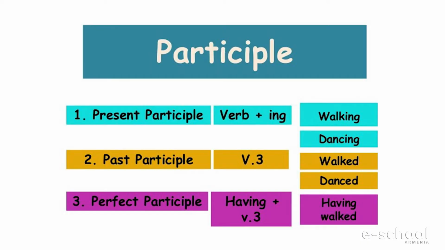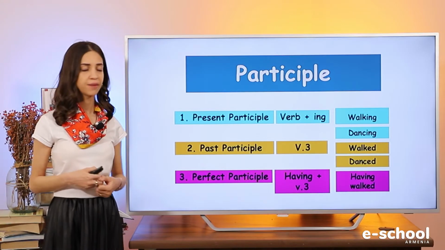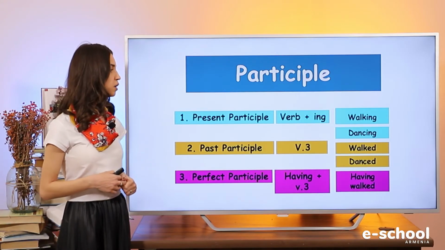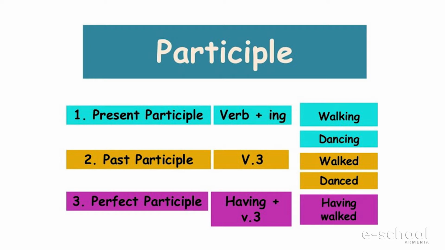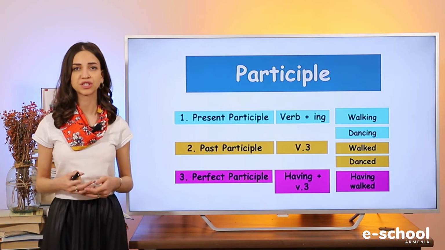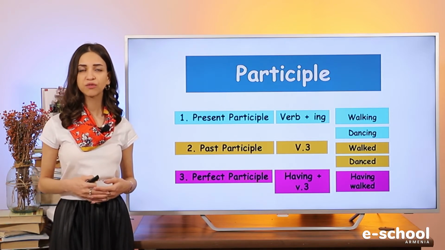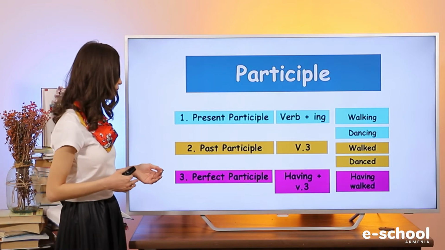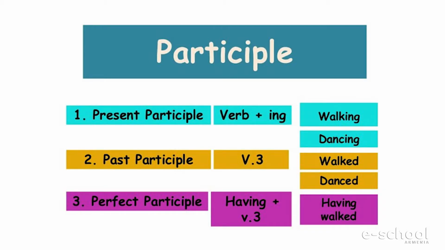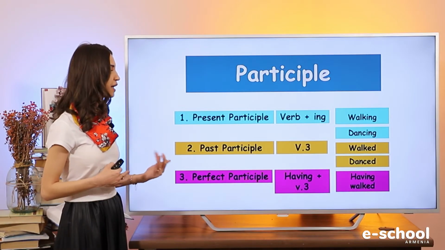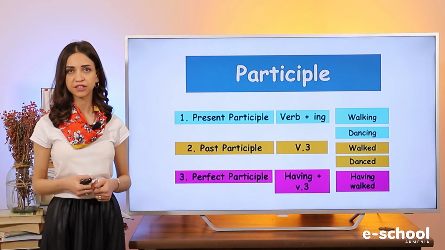They are present participle. We form it like this, verb plus ing. For example, walking, dancing, etc. Past participle, which is like the third form of the verb. For example, walked, danced. For regular verbs, we just add ed. And for irregular verbs, we take the third form of the verb. And perfect participle, which is having plus third form of the verb, like having walked, having done, etc.